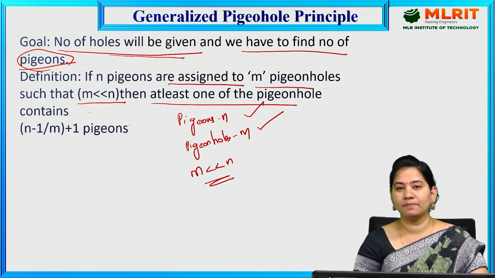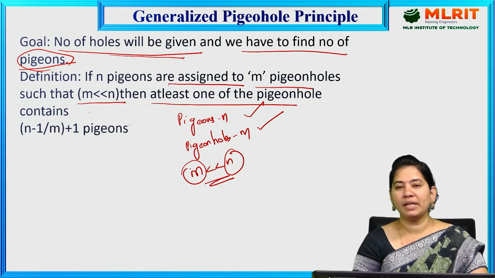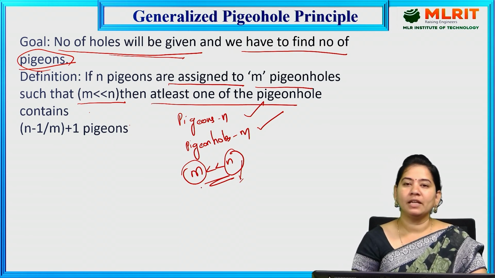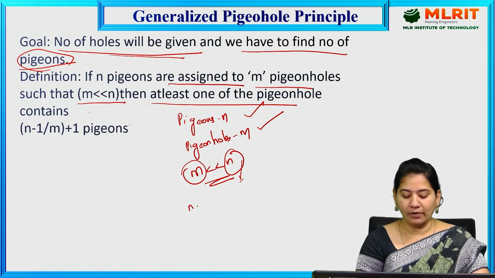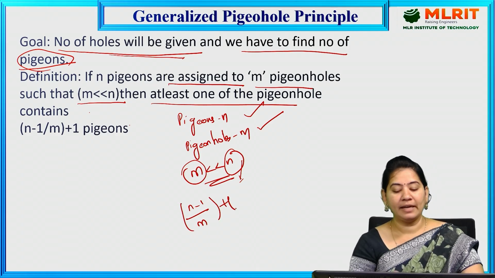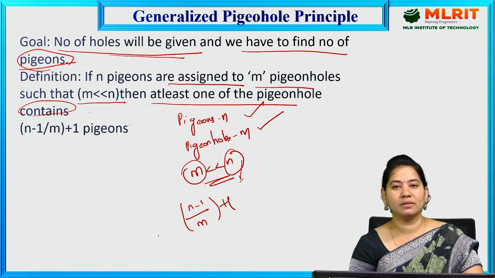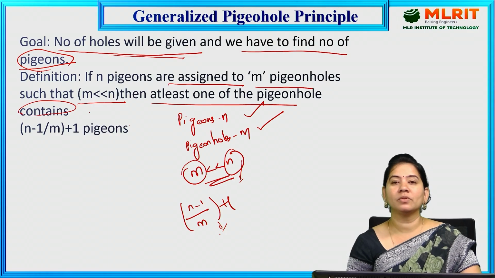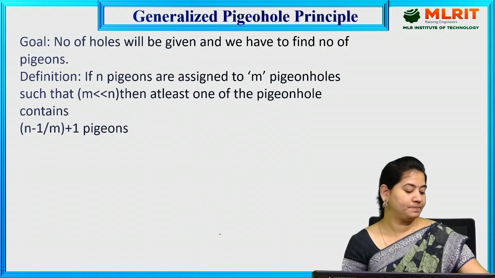Such that m is always less than or equal to n. Why? Because if you want to put this many pigeons, the pigeonholes will be fewer, and you have to adjust these pigeons into this number of boxes. So definitely at least one box will contain more than one pigeon. The formula to consider is floor of (n minus 1) by m, plus 1. At least one pigeonhole contains that many pigeons. This is the formula we have to follow. And we have problems on the generalized pigeonhole principle, so let us see them.